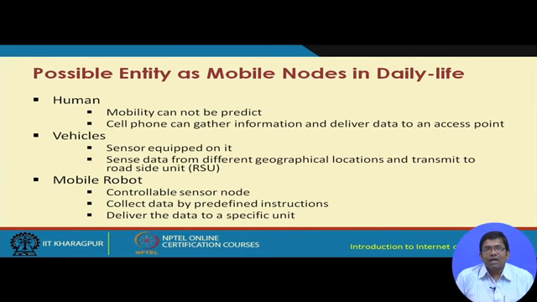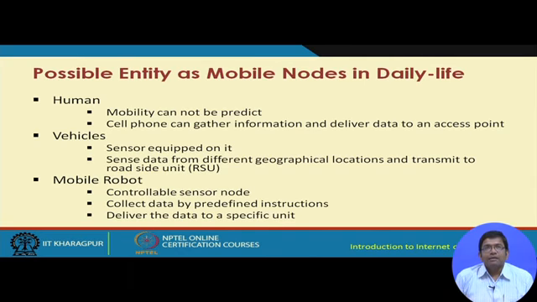We can have different types of examples of mobile entities from daily life. One is humans. Humans can be mobile, and the mobility of humans is unpredictable. For example, if somebody is walking with the cell phone on, and we want to gather the information of the cell phone, it is unpredictable how the human being is going to move, and consequently it is hard to predict the mobility of the cell phone.